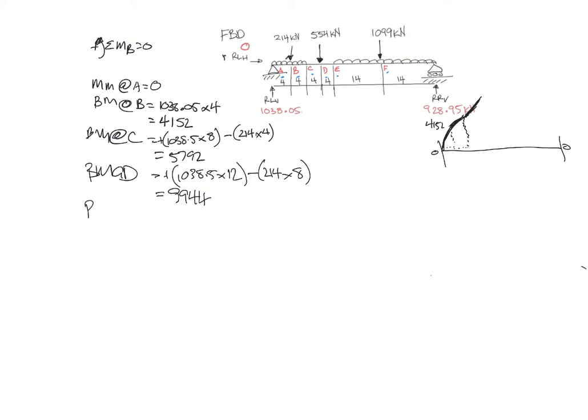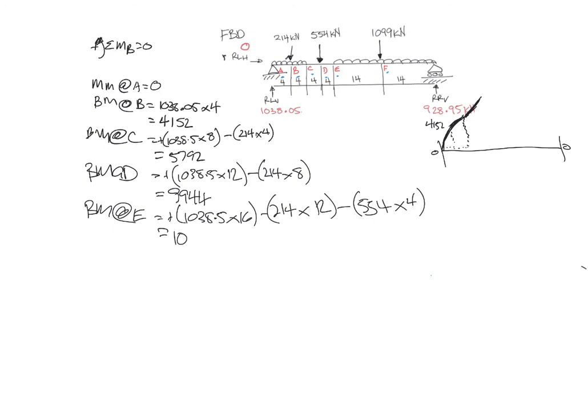I'm hoping that you're starting to see the pattern here. So I've got the bending moment around E, plus 1038.5 by 16, minus bracket 214 by 12, minus bracket 554 by 4, which comes down to 10642.